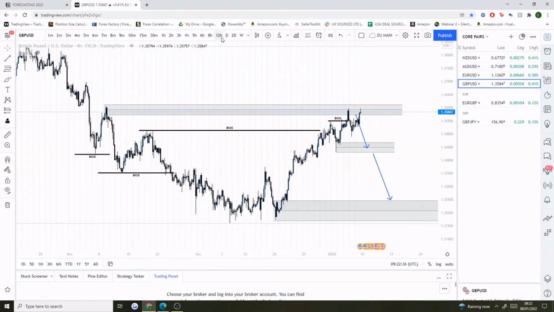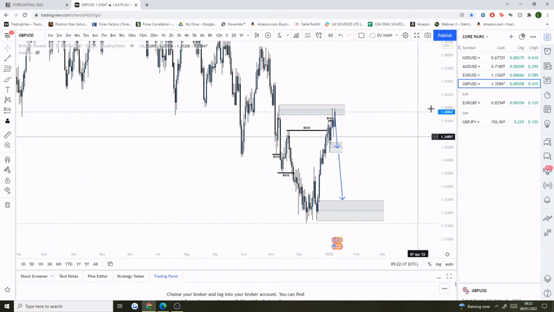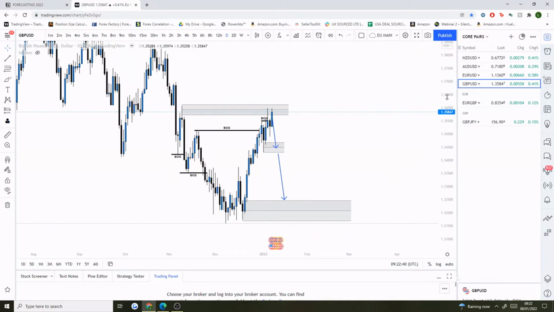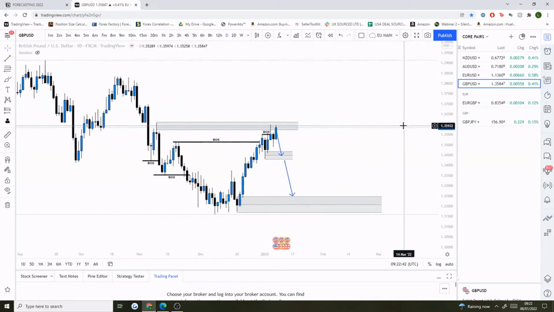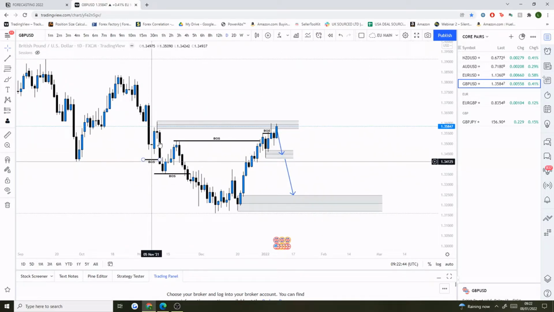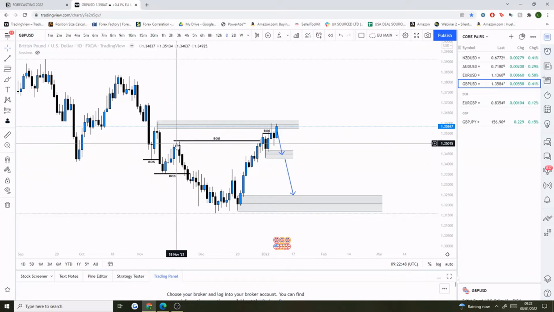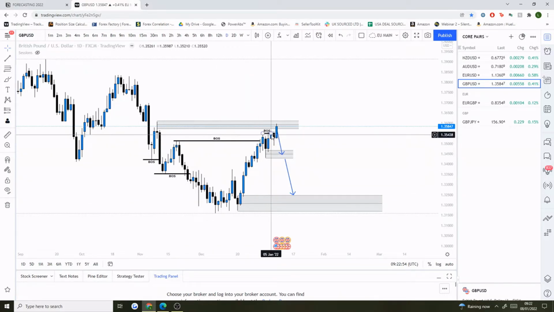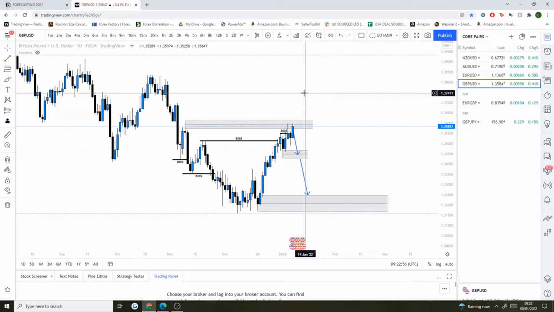Alright, so looking at GU, GU is not really as clean as those previous pairs. So we had a break structure here caused by this order block. Then we've got a second break structure which was caused by this order block. And now we violated this order block for sells, breaking structure to the high and showing a bullish intent. So that basically signals that price now is potentially looking to go higher overall.